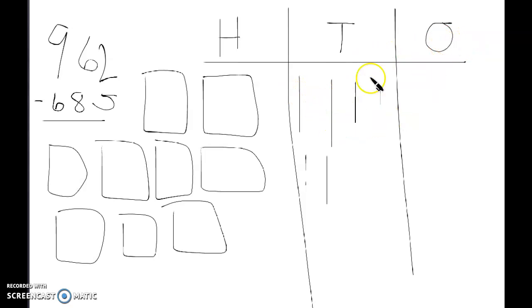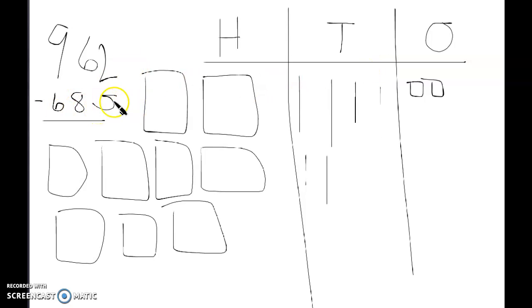And there are 10 ones in a long. And then we have 2 ones, and we're going to represent that by a small cube. Now we are working to take away 685.